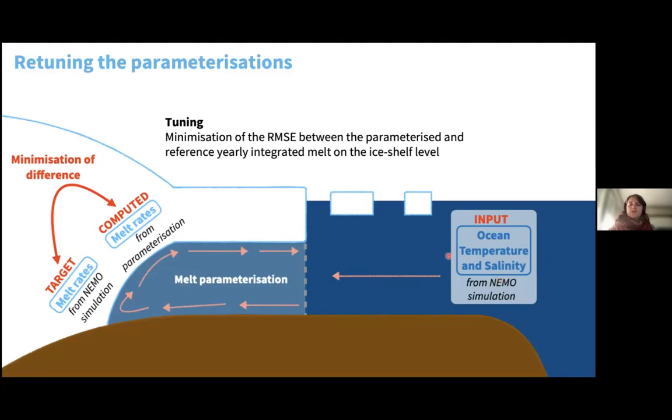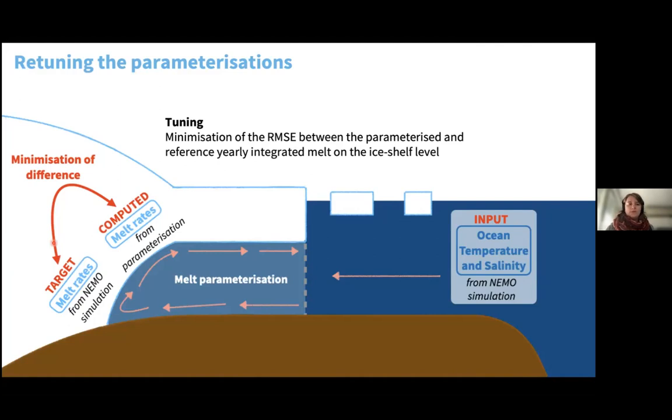We take ocean temperature and salinity for each year from the NEMO simulation. We put it in the melt parameterization, which gives us then a melt at each point. Then we integrate over the whole ice shelf the melt, and we compare it to the target integrated melt rate also over the whole ice shelf. And by minimizing this difference, we tune the parameters of the parameterizations. But the tuning and the evaluation actually might be biased, we saw it already before, might be biased by what we used for tuning.